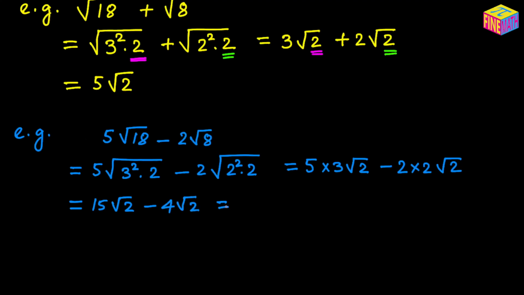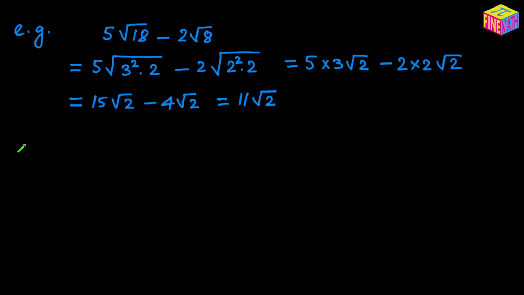So now if you assume that the square root of 2 is like x, right? So we have 15 times x minus 4 times x, that will become 11 times x, which is 11 times square root of 2. So that is our answer. Maybe we can take one other example. Suppose we have an example like this. So in our example, we have square root of 50 minus square root of 32.